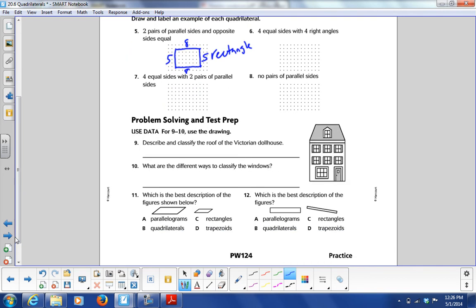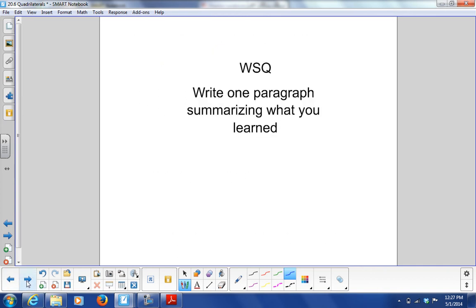Number 9, describe and classify the roof of the Victorian dollhouse. This is the roof. What is that? Figure out the shape. What are the different ways to classify the windows? It's a rectangle. Number 11, which is the best description of the figure shown? And number 12, those are multiple choice, so you can figure those out. And for your WSQ, write one paragraph summarizing what you learned. And we'll see you in the morning.